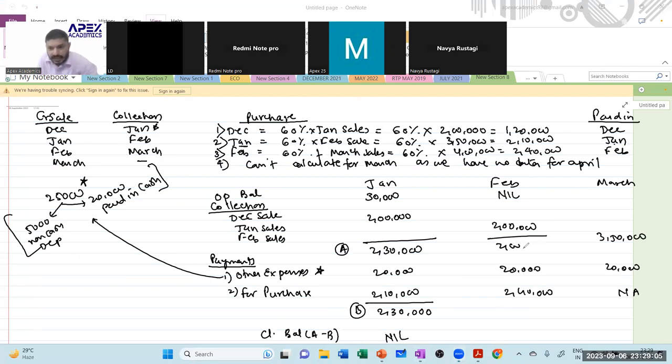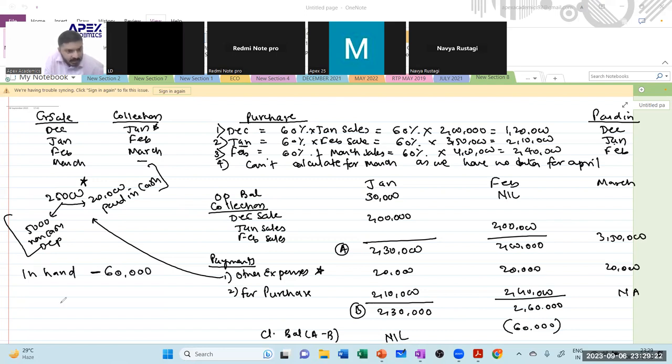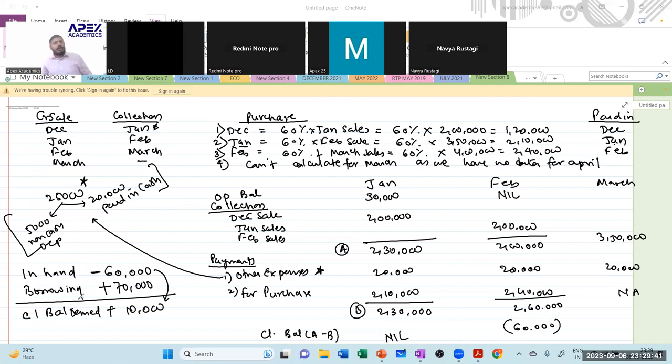So in this month, I have 2 lakhs and I have to pay 2,60,000. What is my closing balance? Minus 60,000. Now here is the challenge. What is in hand? Minus 60. What is my closing balance desired? 10,000. So from minus 60, if you have to go to 10,000, how much will you add in this? Plus 70. This has to be your borrowing. Do you understand this question? Yes, sir.